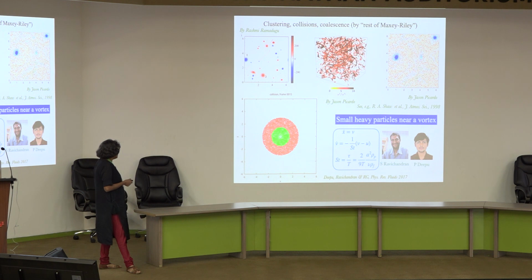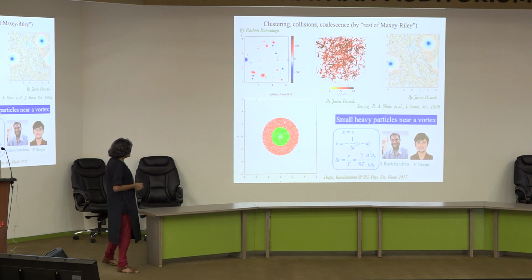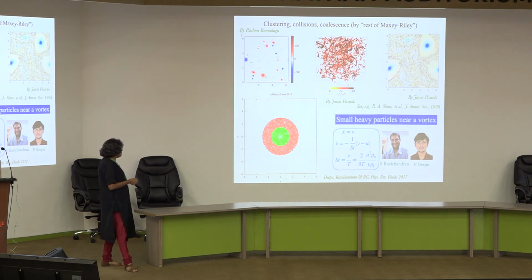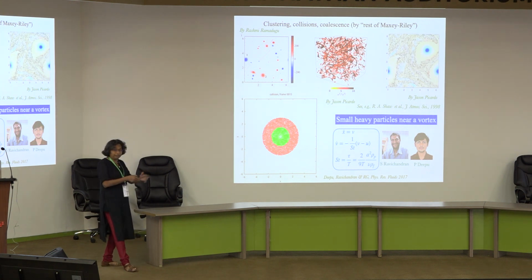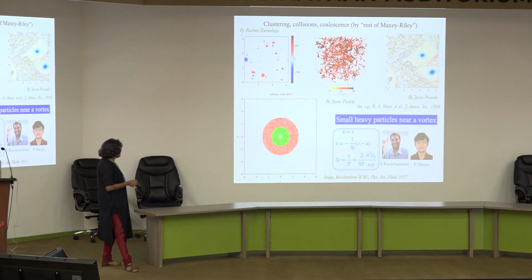So let's look at that here. I'll show you a movie about what normally happens in turbulence. These are vorticities and these are particles. This movie was made by Jason. You just see immediately that the vortical regions are evacuated by the particles, and these particles are collecting in the regions in between the vortical regions. So this is what is happening.